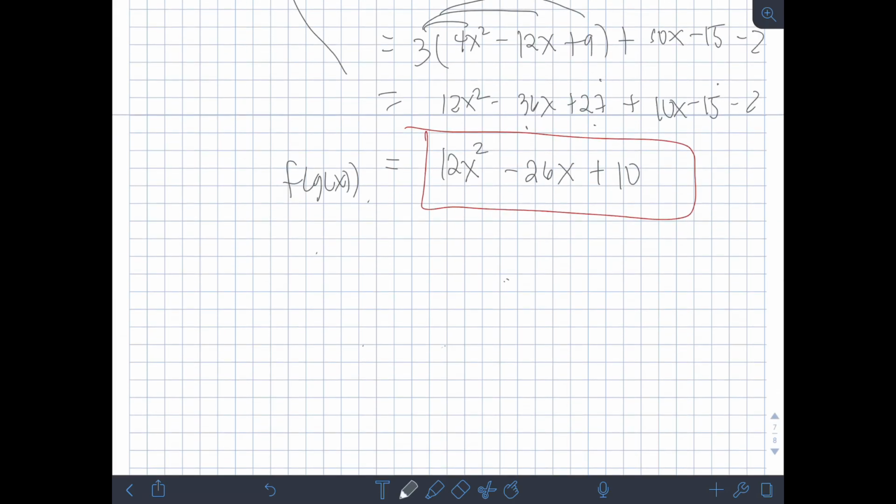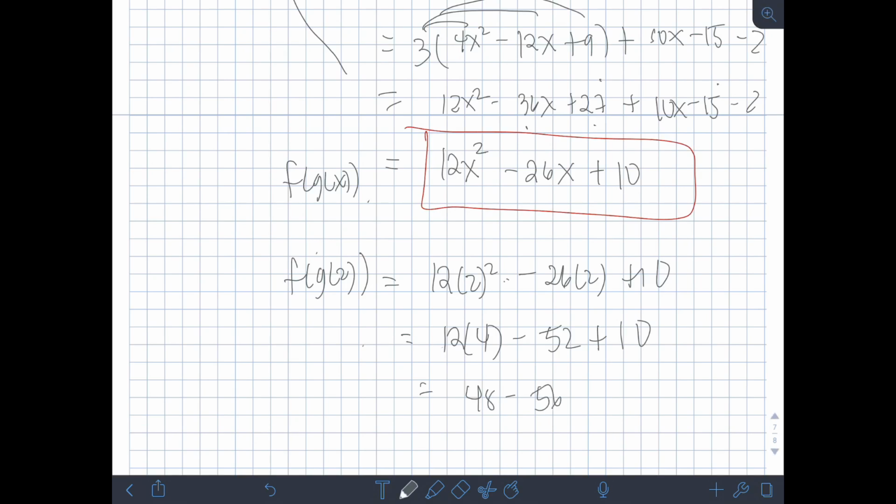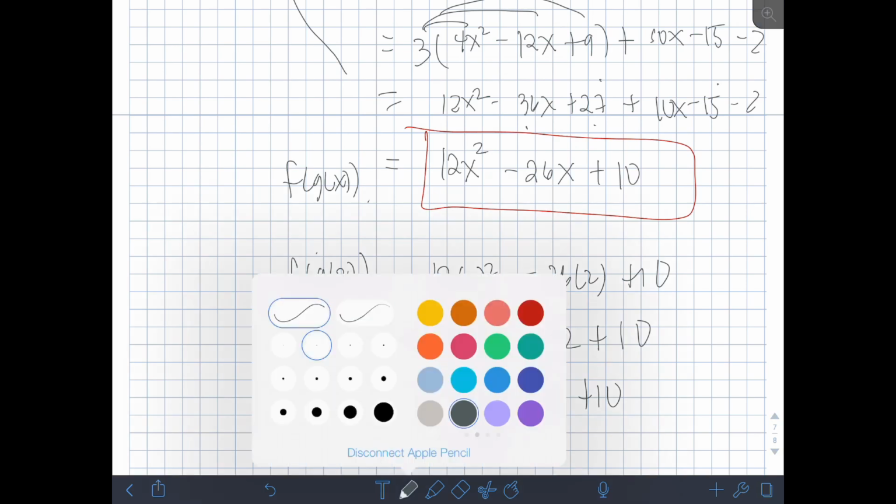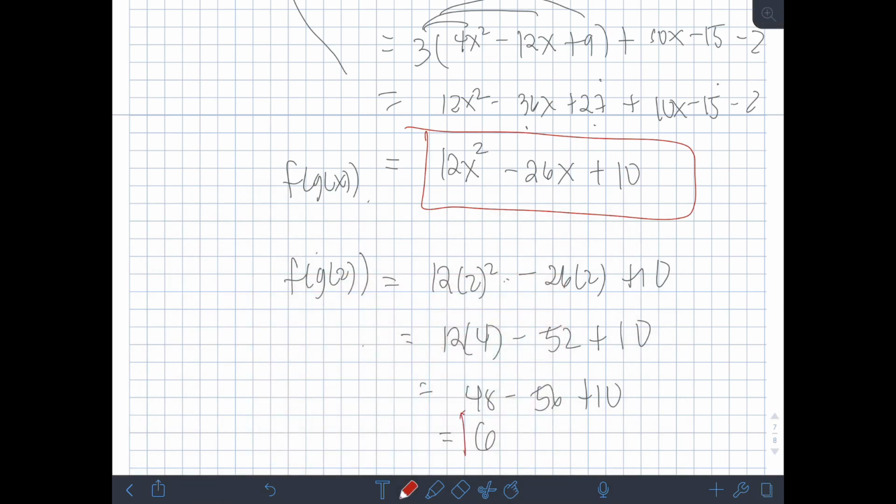Okay, so, di ba nakuha na natin tong f of g of x na 12x squared minus 26x plus 10. So, pag sinubstitute ngayon natin yung 2 doon sa bawat x's ng f of g of x natin, magiging 12 times 2 squared minus 26 times 2 plus 10. So we have 12 times 2 squared is 4 minus 26 times 2 is 52 plus 10. We have 12 times 4 is 48 minus 52 plus 10, or simply 48 minus 52 plus 10 is 6. So therefore, our answer for f of g of 2 is 6.